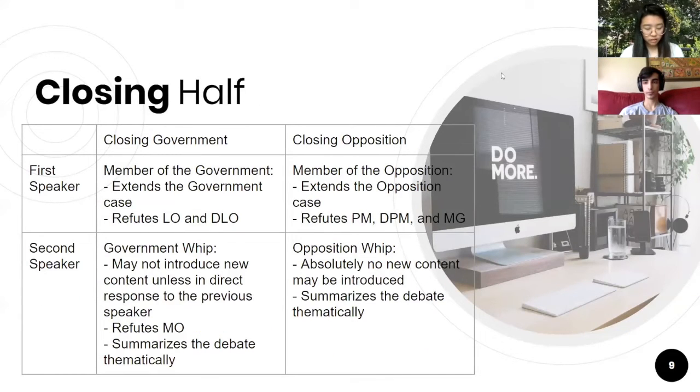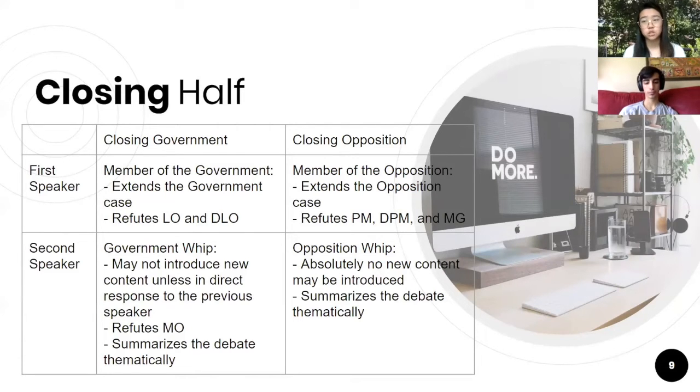So on the closing half, the first speakers are called the member speeches. So there's the member of government and the member of opposition. And I'll be basically combining the roles because they're pretty much the exact same. So the primary role of the member speaker is to provide the extension to their respective bench's case. So if you're the member of government, you're going to extend the government case, and if you're the member of opposition, you're going to extend the opposition case.